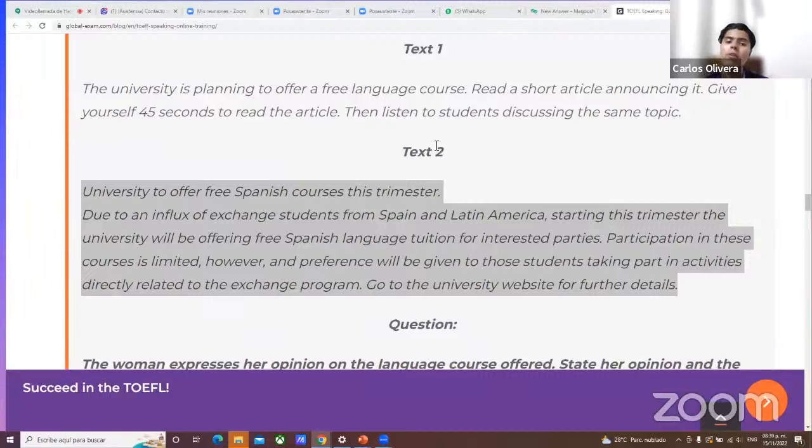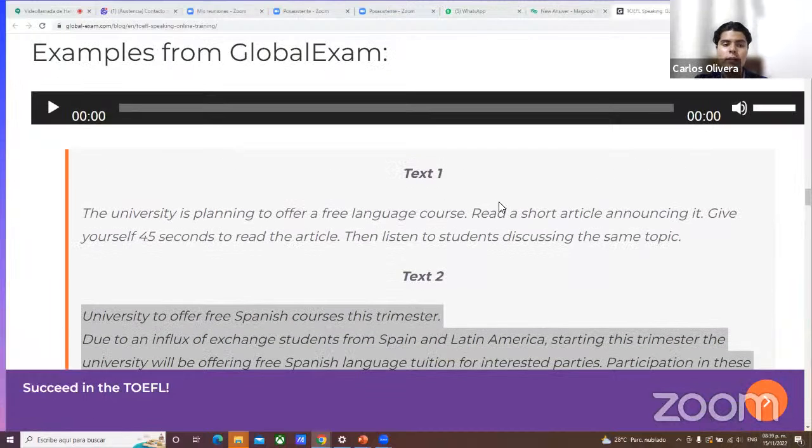Okay, so that's the reading passage. As you can see, a very easy passage to read, very smooth, very plain, easy. Okay, now after you read this, as I told you, you have 45 seconds to do so. If you finalized before, start preparing your summary of this, and then you're going to listen to a conversation of 2 students discussing the exact same topic.